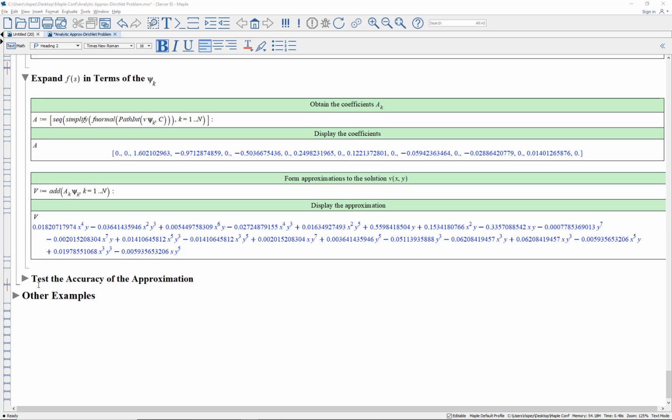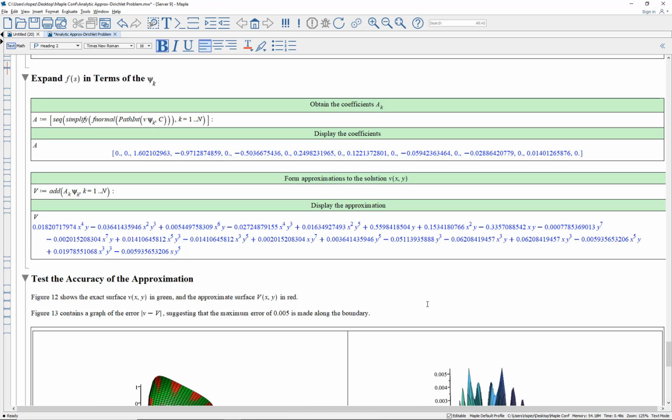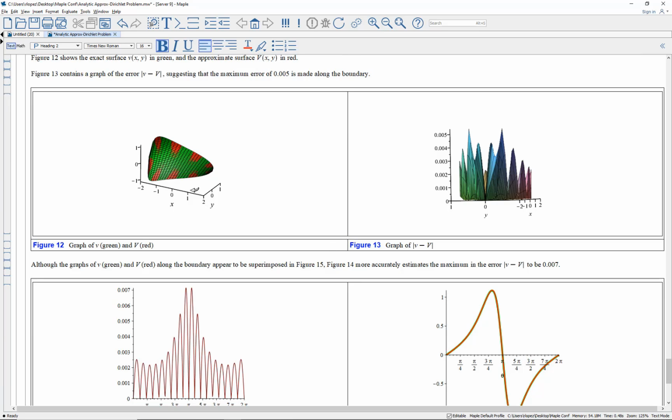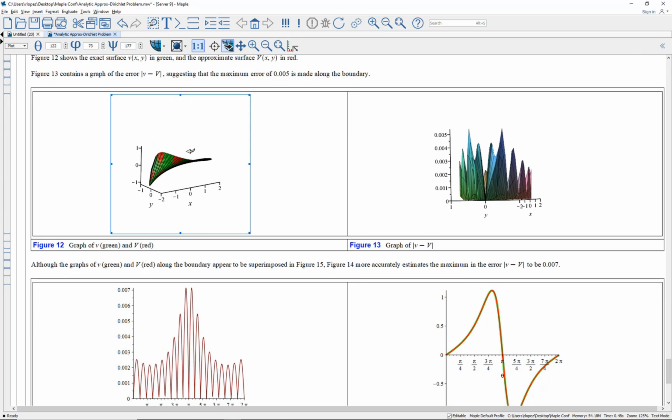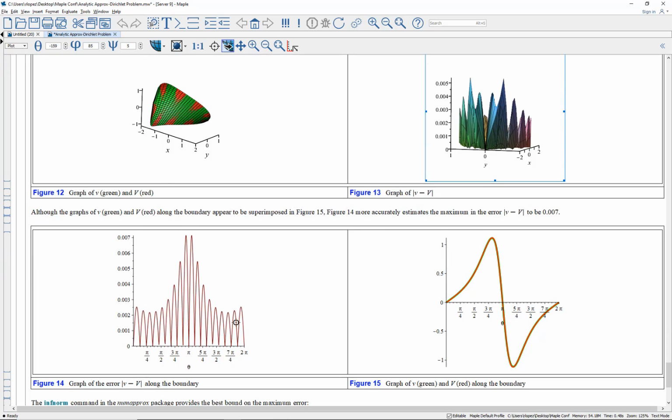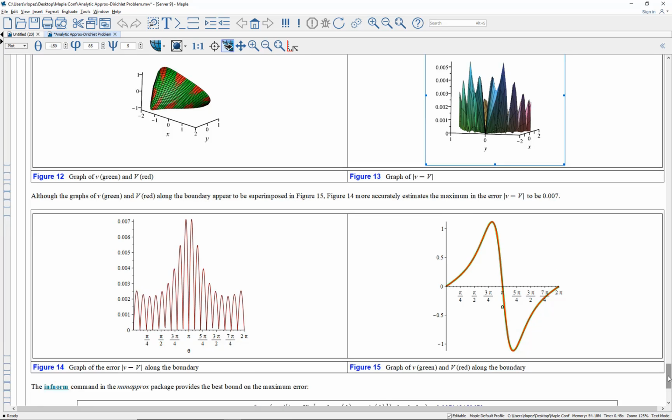And then we want to test the accuracy of these approximations. Again, graphically, red and green are interspersed. Here is the difference between the exact and the approximate, on the order of 5 thousandths. Here is what happens if you look on the boundary. It seems to spike here at pi. Here's a graph of a comparison of the boundary values.